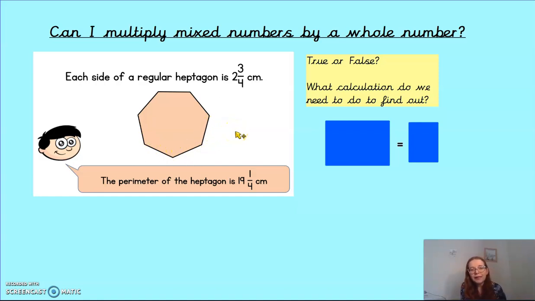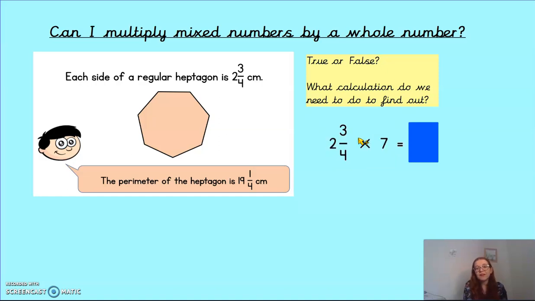So if each side is 2 3/4 and perimeter is the whole outside of the shape, what calculation do I need to do to find out what the perimeter is? Hopefully you're all shouting at the screen. You need to do 2 3/4 centimetres times by 7 because I've got 7 sides. So let's do that together. Step 1, we're going to need to do our whole numbers. So we're going to do 2 times 7 is equal to 14.